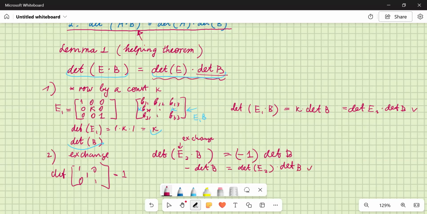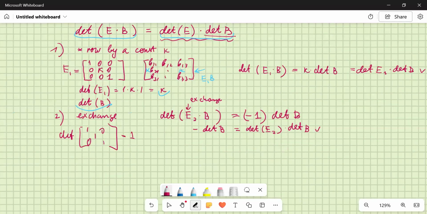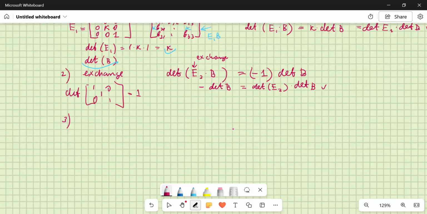So we check the second one. And now the third one. For the third one, we do have what? We have an operation which does not change the determinant. We multiply one row by a number and add it to another row, right? So I'm going to write down: multiply row by number, I'm going to label K, and add it to another row.